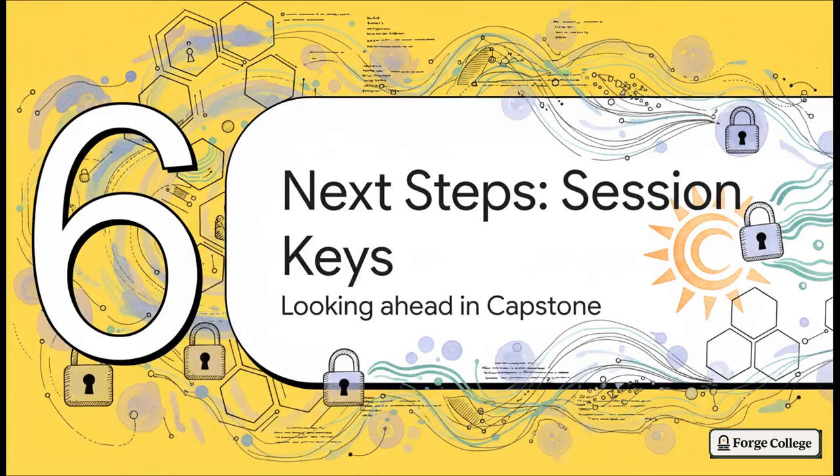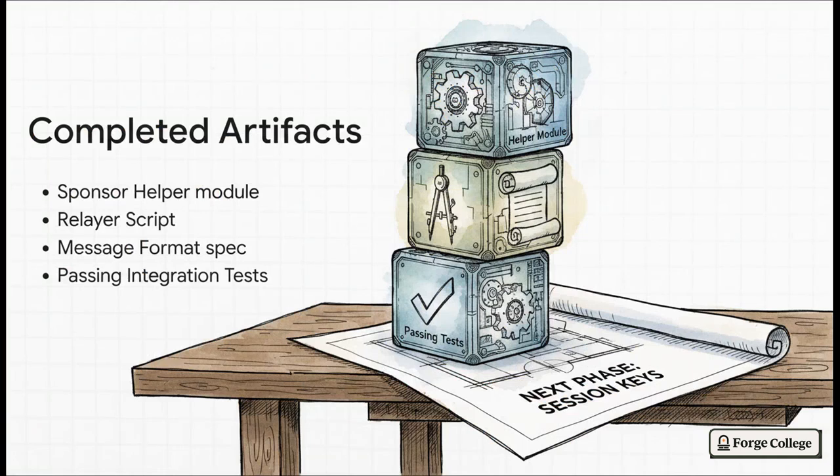And finally, Section 6. Next steps, session keys, looking ahead in the capstone. We've successfully completed the testing phase, so let's take a step back and look at what we've actually achieved here. Look at the artifacts you've just built for your repository. You now have a working sponsor helper module, a functional relayer script, a rock-solid message format specification, and a suite of passing integration tests. You should be incredibly proud of this. These aren't just throwaway, one-off scripts. They are the exact, perfect building blocks we're going to reuse and refactor in our upcoming lesson on session keys.